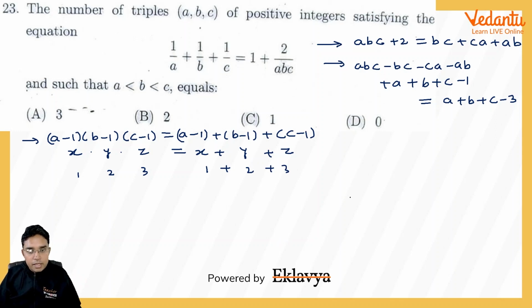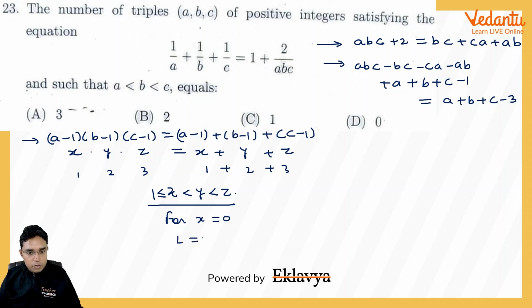Now to do this thing, what I will say, here x is less than y, less than z. Okay, and x has to be greater than or equal to 1. Why am I saying so? Although a is a positive integer and x is a minus 1, x could have been 0 also. For x equal to 0, you can check the left hand side becomes 0 and the right hand side becomes positive. So that is also not possible. So what I am claiming is that x has to be greater than or equal to 1.